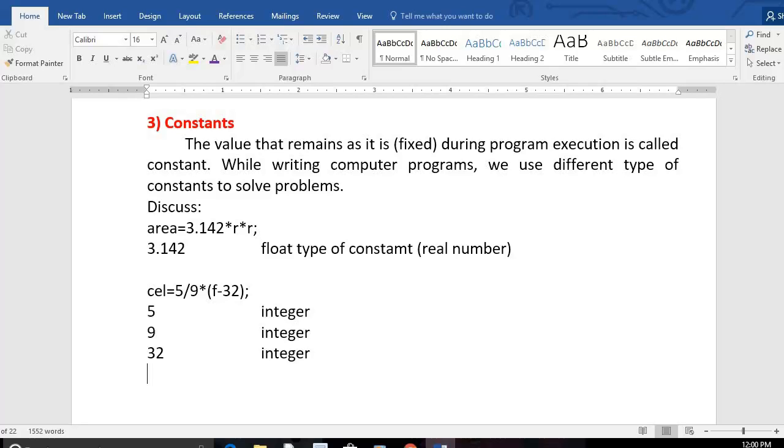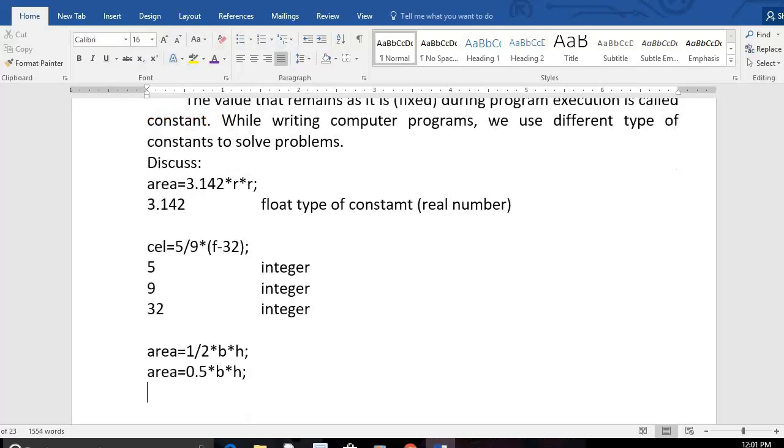Okay, while solving problems by using computers, programmers will write the programs. To write programs they use constants. One more example, area of a triangle. Area of a triangle by reading breadth and height: 1 divided by 2 into breadth into height. Here 1 is a constant, 2 is a constant, or you can write like this also, 0.5 into b into h. Within all these expressions you can find constants.